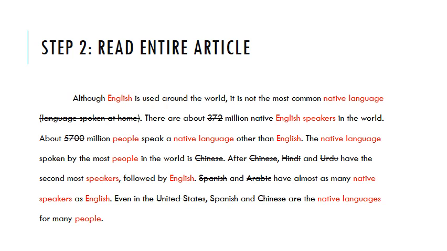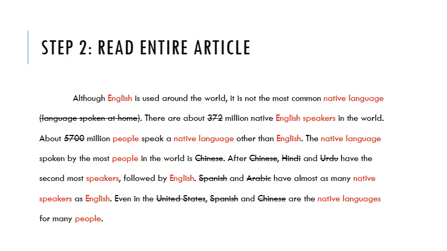So then here's the next paragraph. Although English is used around the world, it's not the most common native language spoken at home. There are about 372 million native English speakers in the world. About 5,700 million people speak a native language other than English. The native language spoken by the most people in the world is Chinese. After Chinese, Hindi and Urdu have the second most speakers, followed by English. Spanish and Arabic have almost as many native speakers as English. Even in the United States, Spanish and Chinese are native languages for many people.